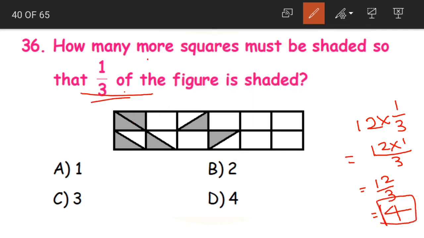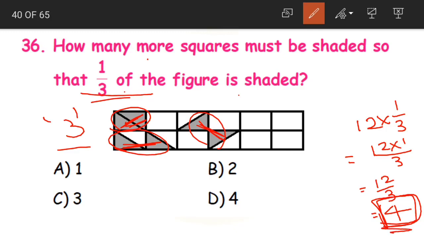Our target is 4. Now let us count how many squares are actually shaded. This will be one complete square. This two will make another complete square and this will make another complete square. How many complete squares are shaded? 1, 2 and 3. Only 3 squares are shaded, but to make 1/3 of the figure shaded, we need to have 4 shaded squares. So what is the difference? How many more should we shade? 4 minus 3 is equal to 1. So option A, 1 becomes the correct answer.